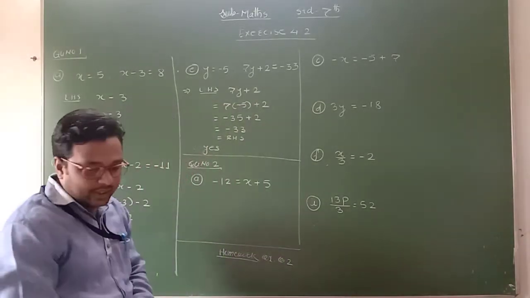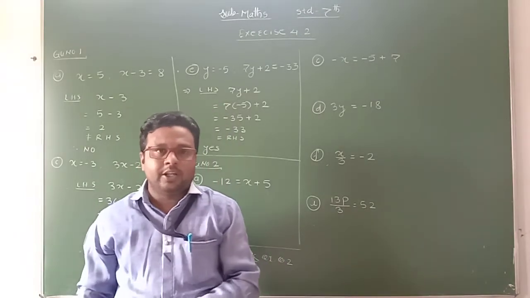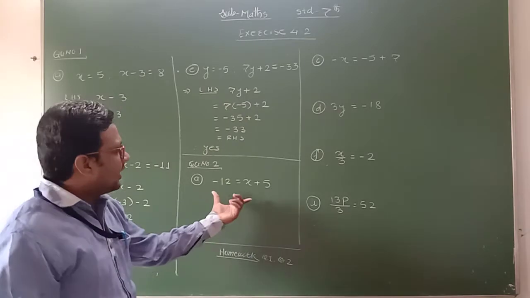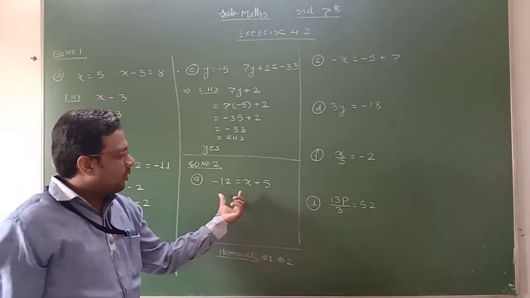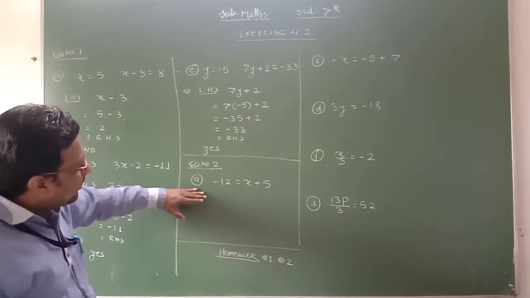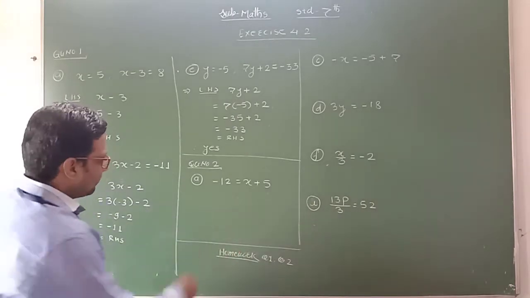Now see question number 2. Question number 2 is given. Solve the following equation. Here we have to solve the equation. To solve the equation, remember one thing. First see on which side the variable is there. Here I take example a, minus 12 is equal to x plus 5. This is the equation.